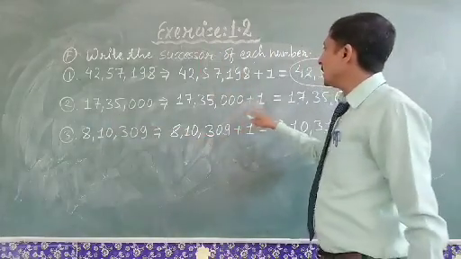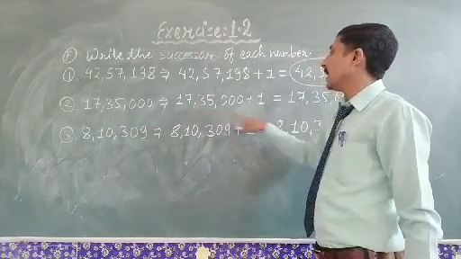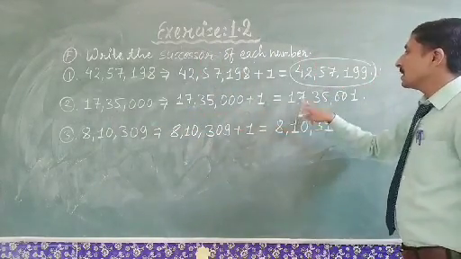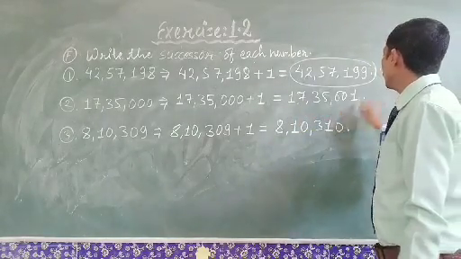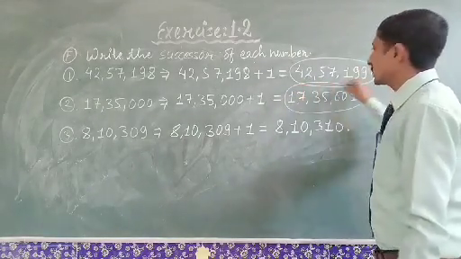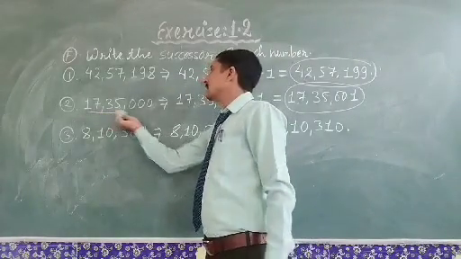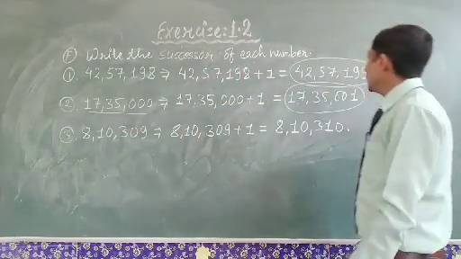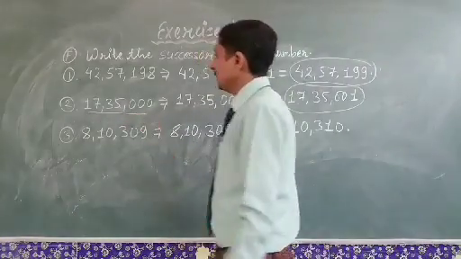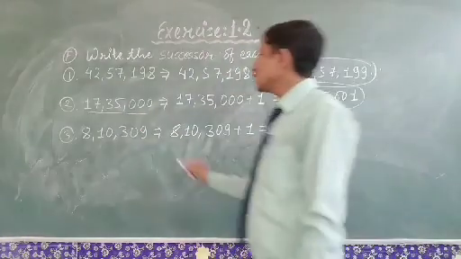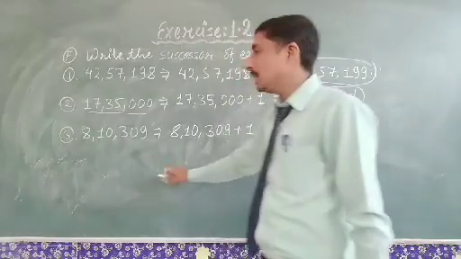In the same way, next question is 17,35,000. So when we add 1 to 17,35,000, we get the answer 17,35,001. So this is the successor of 17,35,000. 17,35,001 is the successor of 17,35,000.